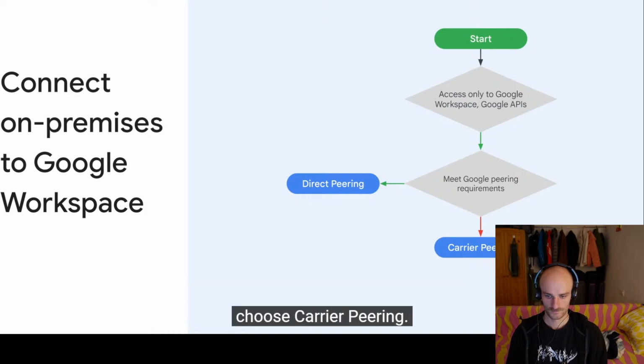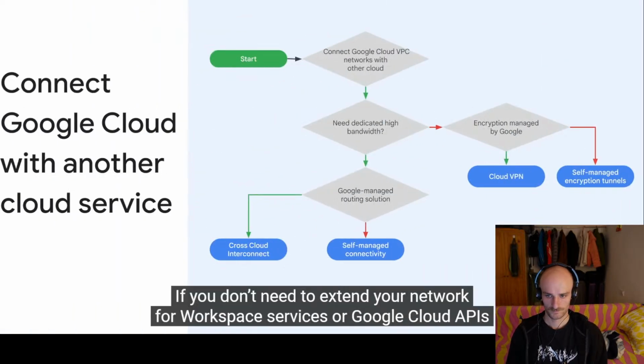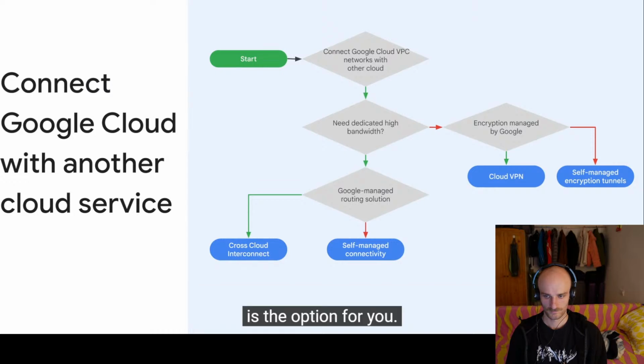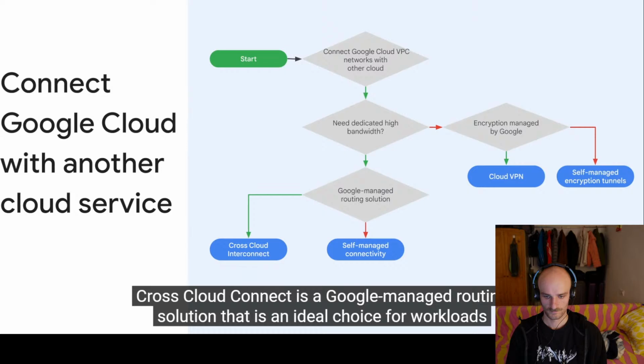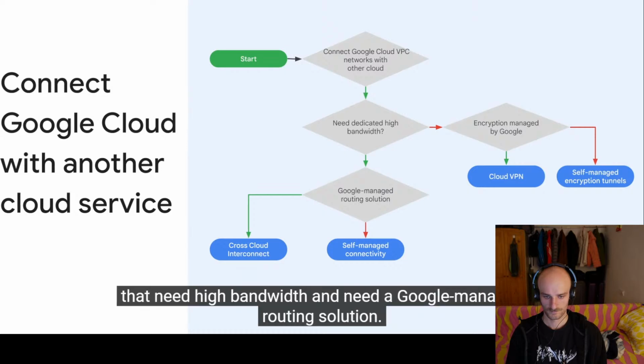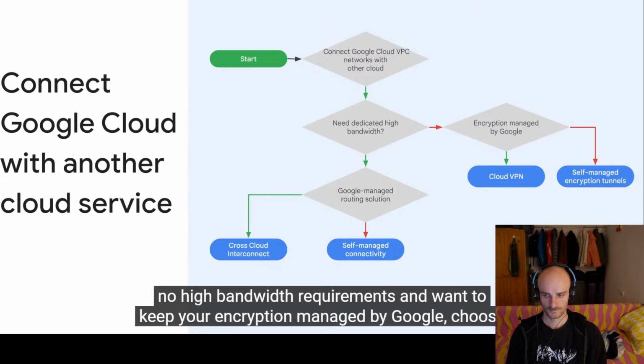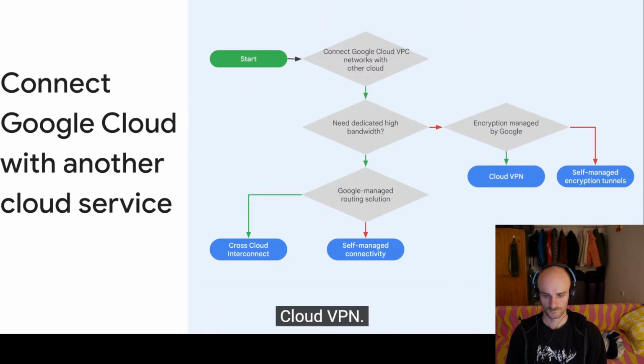Otherwise, choose carrier peering. If you don't need to extend your network for workspace services or Google Cloud APIs, but want to connect your Google Cloud network with other cloud services, Cross-Cloud Interconnect is the option for you. Cross-Cloud Interconnect is a Google-managed routing solution that is an ideal choice for workloads that need high bandwidth and need a Google-managed routing solution. If you're looking to simply connect Google Cloud VPC with another cloud service and have no high bandwidth requirements and want to keep your encryption managed by Google, choose Cloud VPN.